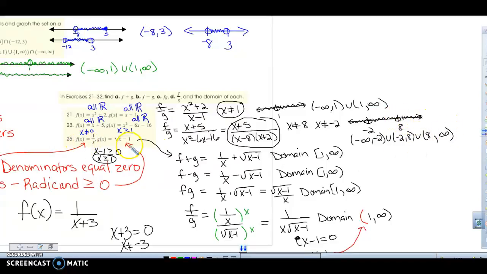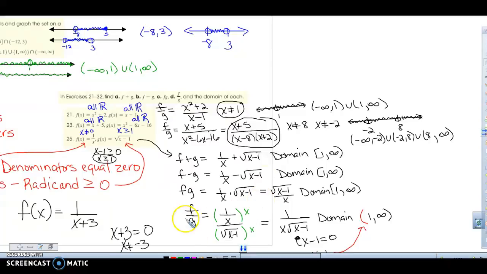In the final example, number 25, we show all four operations. The sum of the two functions would look like this, f function plus g function. The domain now, where would these two overlap? This one says everything except 0. This one says only from 1 to infinity. Well, the overlap then would take place from 1 to infinity. Same thing happens with the subtraction and the multiplication.